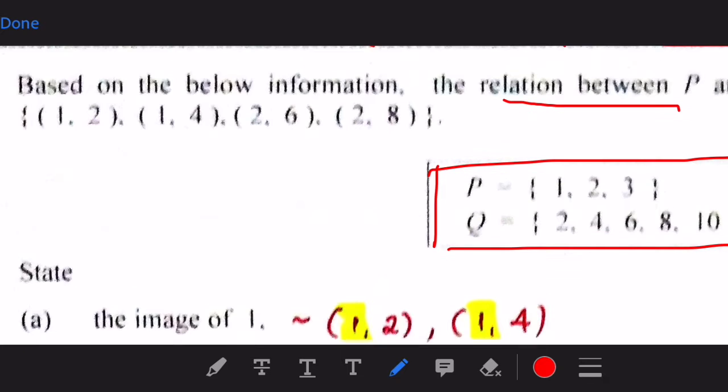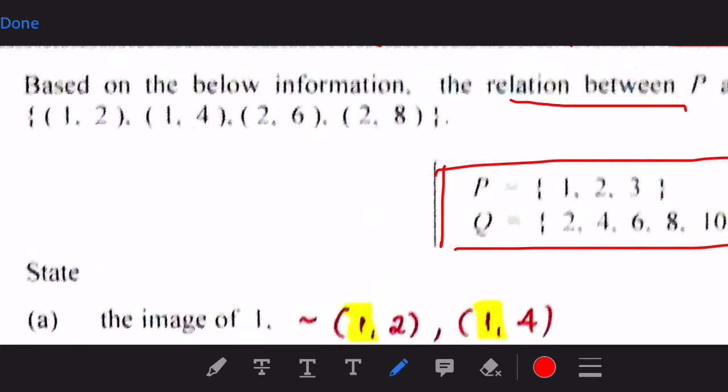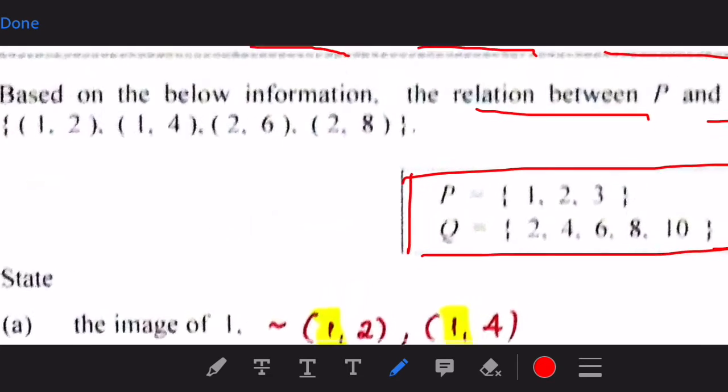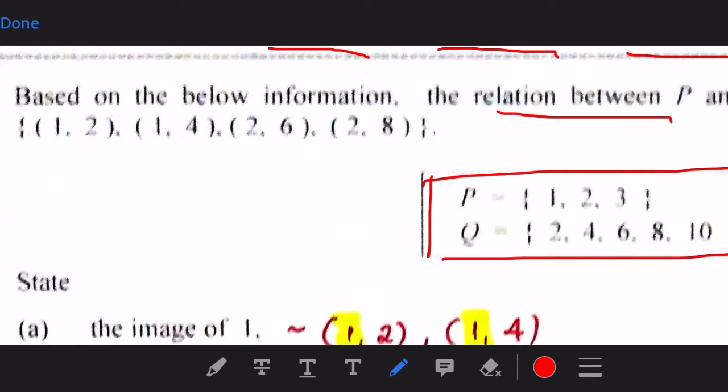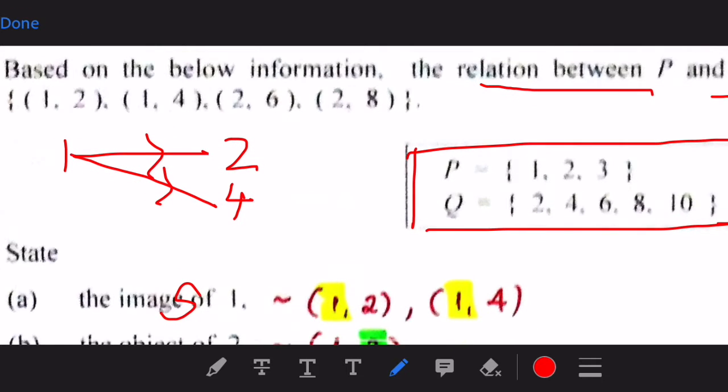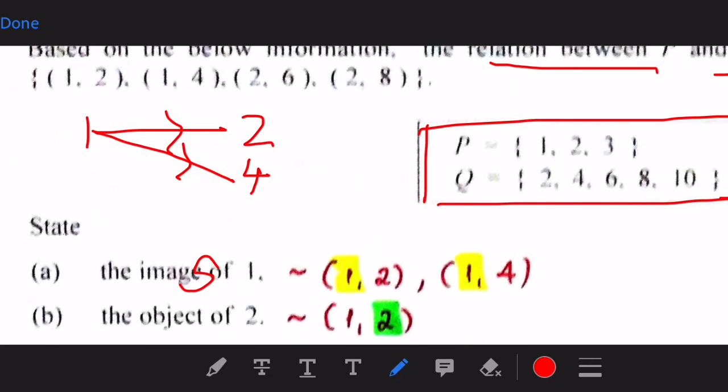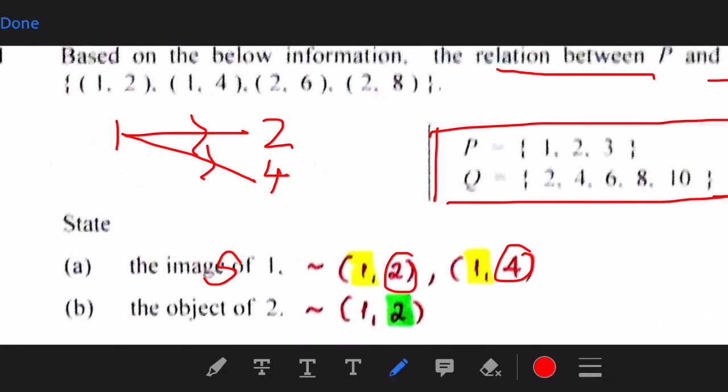So what is the image of 1? As you see, the image of 1, so let's see. It seems like we have 1 mapped to 2 and 1 mapped to 4. So we say the images of 1 are 2, 4, right? So we have 2, 4.